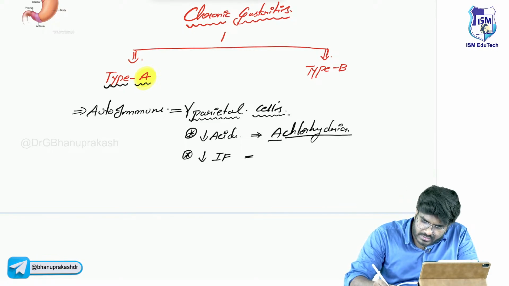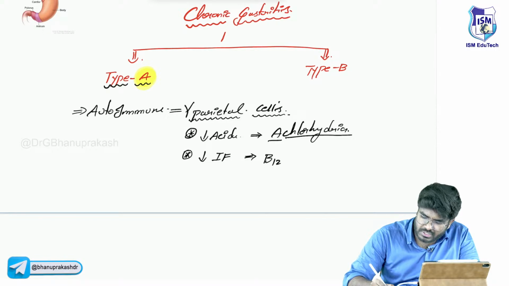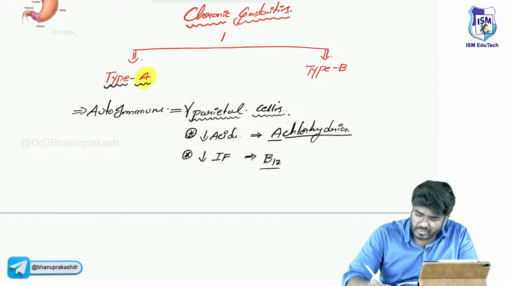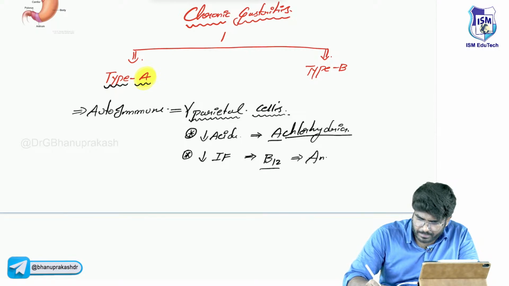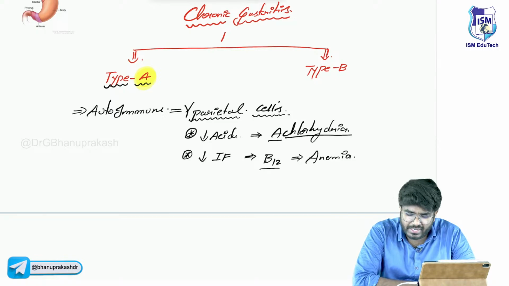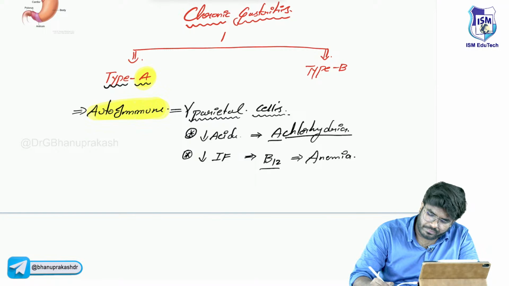So the intrinsic factor is also going to come down. When the intrinsic factor is not there, vitamin B12 absorption is not going to occur from the terminal ileum. When the B12 is not there, that's going to cause anemia. So this is in general about type A gastritis. Type A gastritis is autoimmune in origin. So the patient is now going to have achlorhydria.